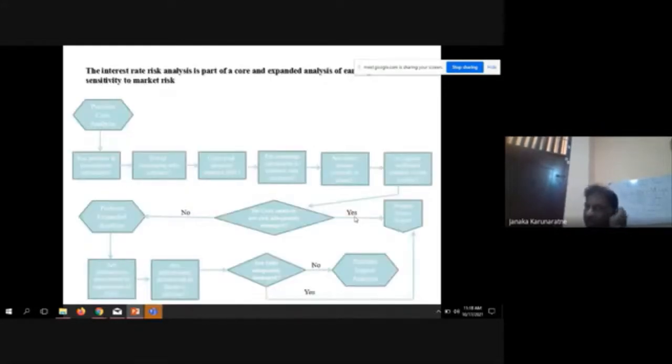So interest rate risk analysis is part of core and expanded analysis of earnings and sensitivity to market risk. So overall, if you perform core analysis, are the policies and procedures adequate? Is management complying? Do they monitor the IRR properly? Then, are the earnings vulnerable to interest rate changes? Not everything affects income or equity as a result of interest rate changes, so you have to identify vulnerable areas, the potential areas of risk as a result of interest rate change. Are there proper controls in place to mitigate?